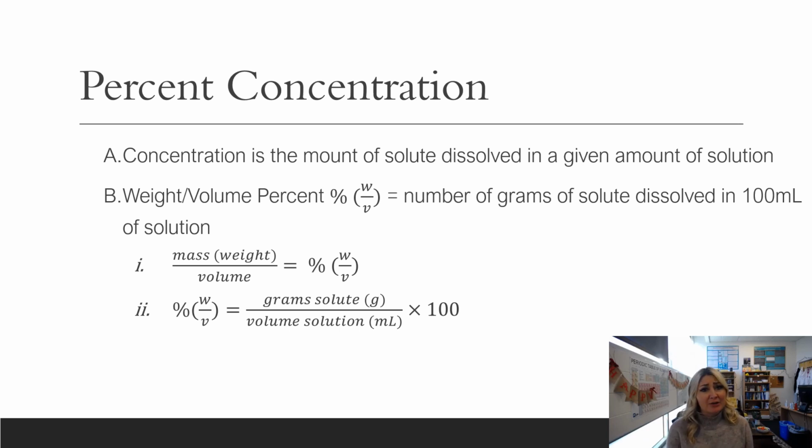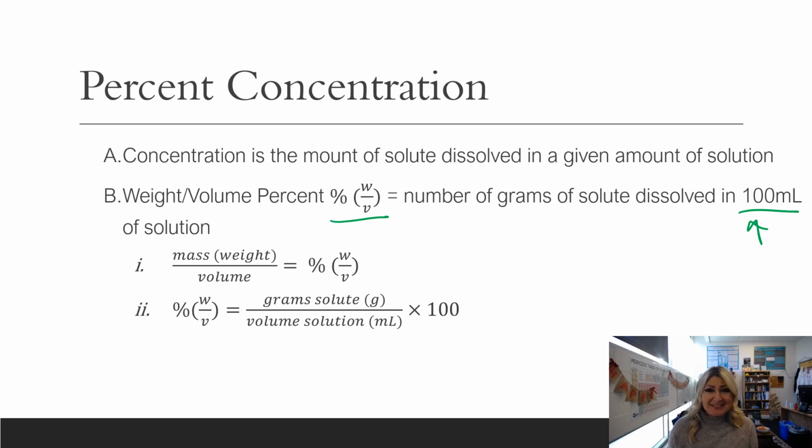So we've talked about molarity, which is moles per liter. Concentration is the amount of solute dissolved in a given amount of solution. We can look at this a couple different ways. We can look at this as a weight by volume percent, which you have possibly seen before. This is just taking the number of grams of solute dissolved in 100 milliliters of solution. Now, if the amount of solution is not given, 100 milliliters is assumed. Sometimes you'll be given a different volume, so just pay attention in your questions as to what you're given.